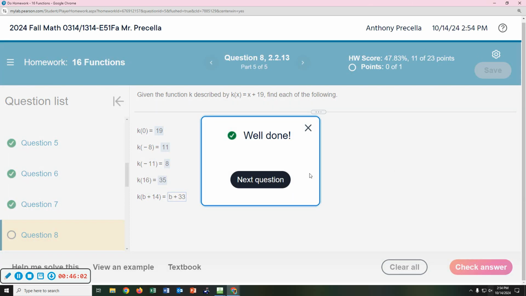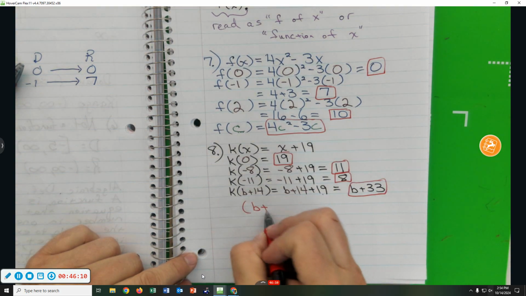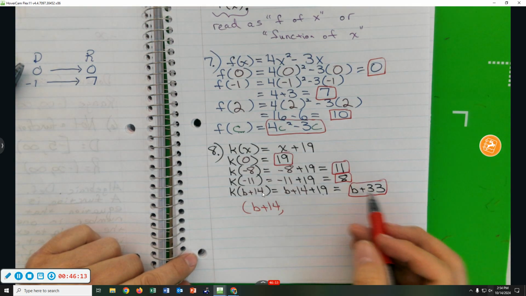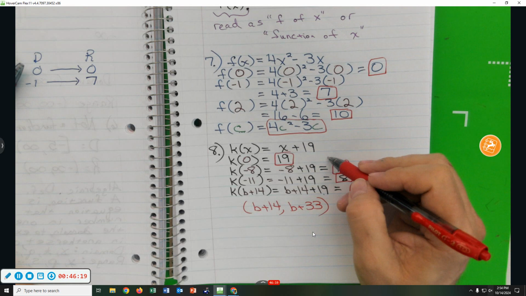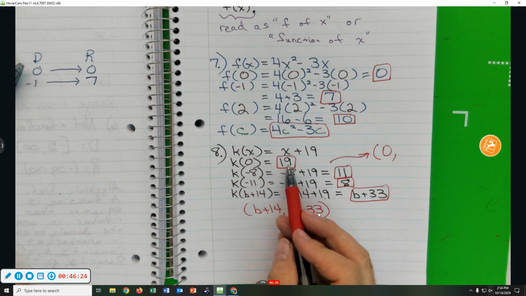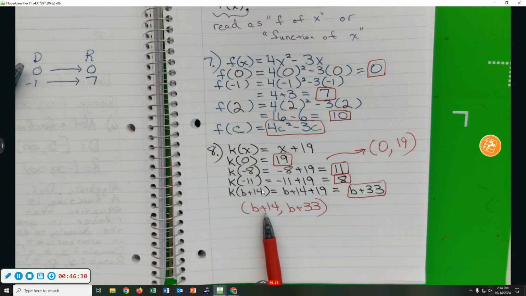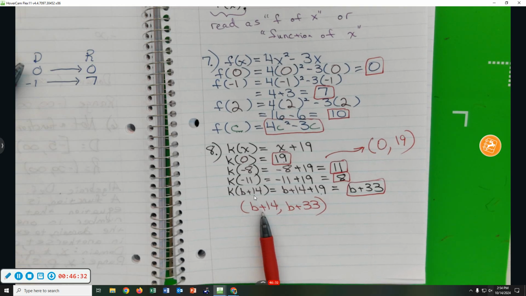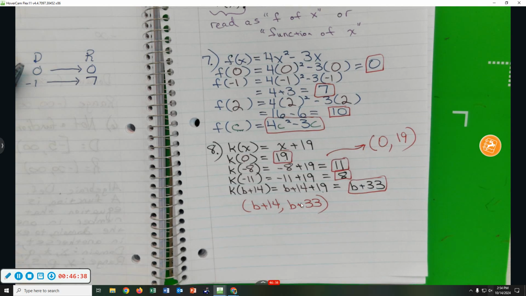Any questions? Yes. How would you write that as an ordered pair? Say b plus 33. Okay, switch to the paper. You have b plus 14 as your x value, b plus 33 as the y value. Whereas something like this one here would be a little cleaner. When x is 0, the y value is 19. But whatever's in the parentheses, that's your first coordinate. That's acting like your x value, even if it's a messy thing like b plus 14. And that thing right there is your y value. Any questions there?